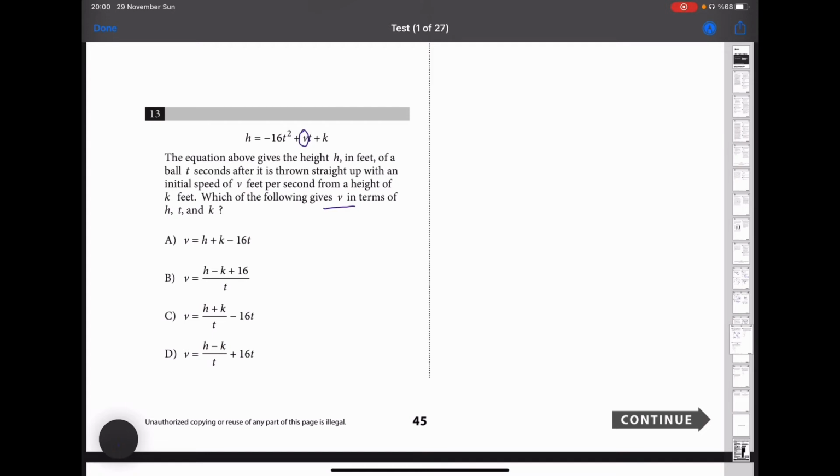let's leave vt on the right hand side of the equation by itself. h minus k plus 16t squared is equal to vt. Divide both sides by t. h over t minus k over t plus 16t is equal to v. So let's check the choices. No, no, this is not correct either. The answer is D.